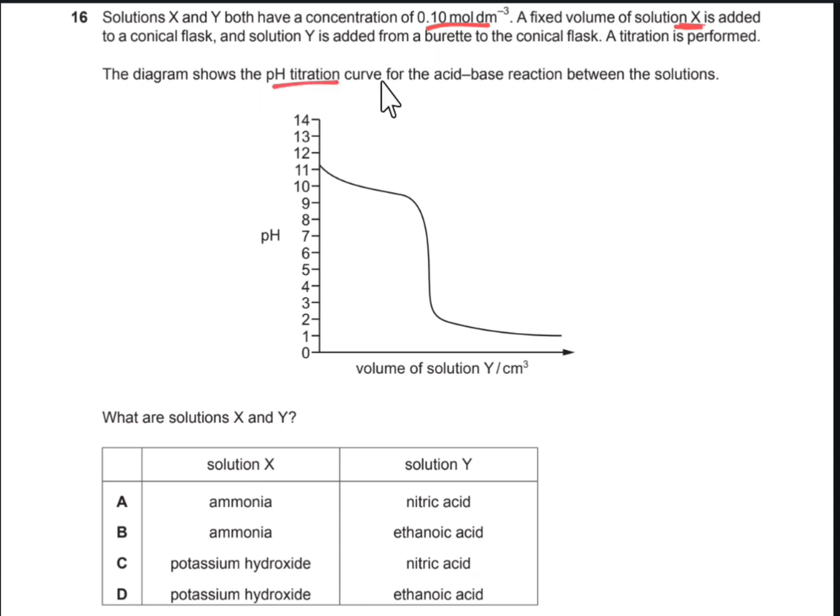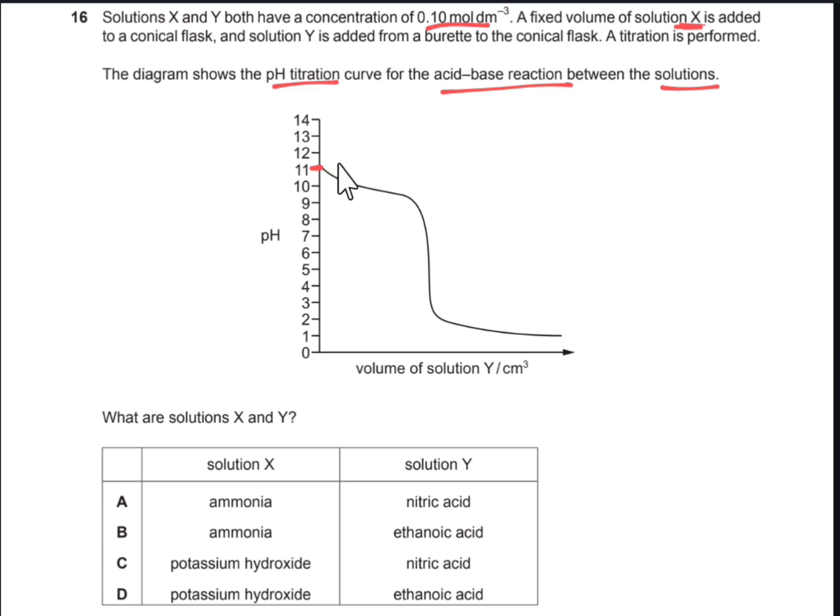The diagram shows the pH titration curve for the acid-base reaction between the two solutions. We can see that initially it was at a higher pH and it decreases to a lower pH. Since it is at a higher pH, that means it must be an alkali. So solution X is an alkali while solution Y is an acid. Because of adding solution Y, the pH drops. And since the pH drops, therefore solution Y is acid while solution X is alkali.